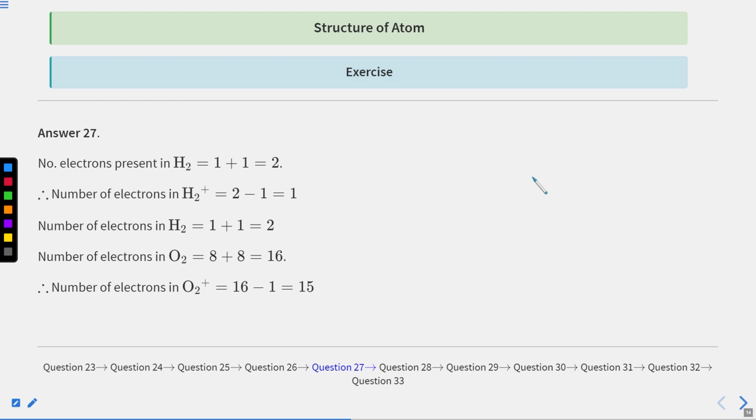So it is mentioned here also. H2 has 2 electrons. H2 plus will remove 1 electron and will have 1 electron. H2 will have 2 electrons. O2 will have 16 electrons. By adding plus on this, we will remove 1 electron. So we are left with 15 electrons.